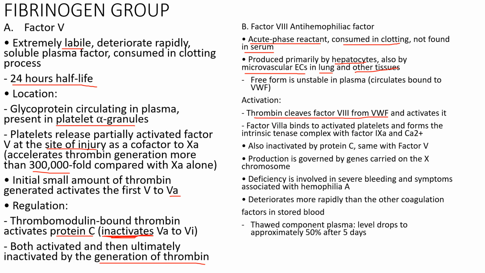Activated factor 8 binds to activated platelets and forms the intrinsic tenase complex with activated factor 9 and calcium. It is also inactivated by protein C, same with your factor 5. Production is governed by genes carried on the X chromosome. Deficiency is involved in severe bleeding and symptoms associated with hemophilia A. It deteriorates more rapidly than other coagulation factors in stored blood. Plasma levels drop to approximately 50% after 5 days.